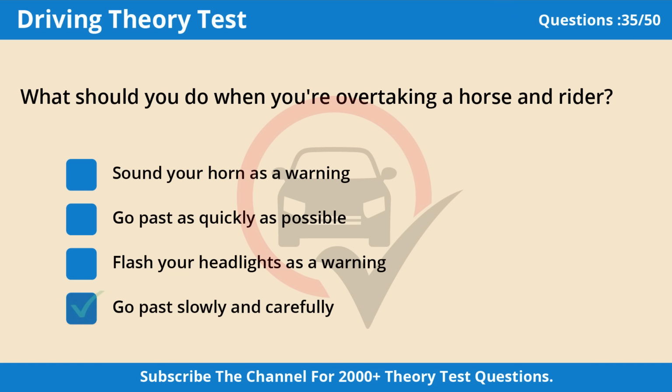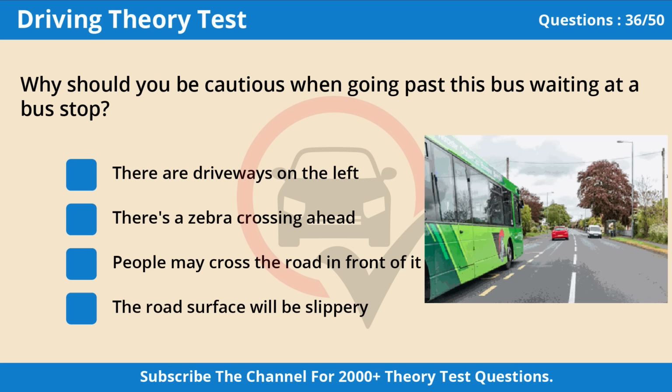D. Go past slowly and carefully. Question 36. Why should you be cautious when going past this bus waiting at a bus stop? A. There are driveways on the left. B. There's a zebra crossing ahead. C. People may cross the road in front of it. D. The road surface will be slippery.